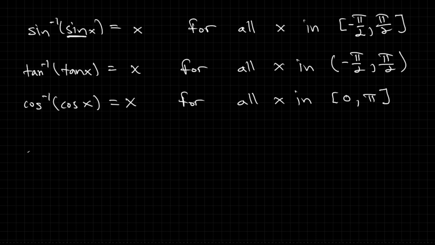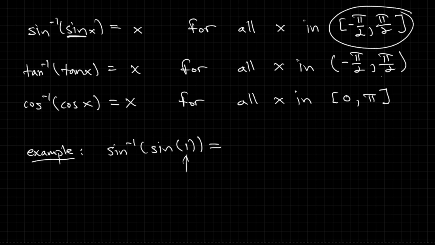So for example, sine inverse of sine of 1 would be equal to, well, you have to ask yourself, is 1 in minus pi over 2, comma, pi over 2? If it is, you can simply copy and put 1 down here. And the answer is, yes, it is. Pi over 2 is about 1.5. And so this is equal to 1 since negative pi over 2 is less than or equal to 1, less than or equal to pi over 2. In other words, since 1 is in the restricted domain of the sine x function.